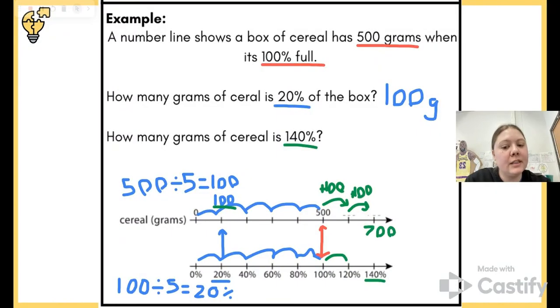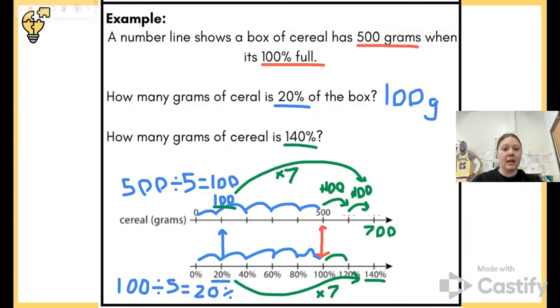There's more than one way to find this, though. We could also think about how we know 20%, and 20, to get to 140, you have to multiply by 7. 20 times 7 will equal 140. Right? So we can take our 100 and do the same thing. If we multiply by 7, we get 700. Right? So there's many ways to use a double number line. You just want to make sure you're keeping things equivalent using the ideas of multiply and divide.